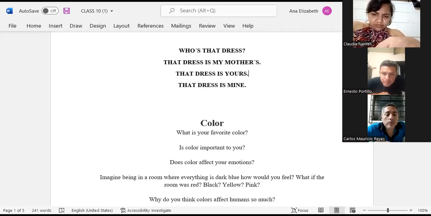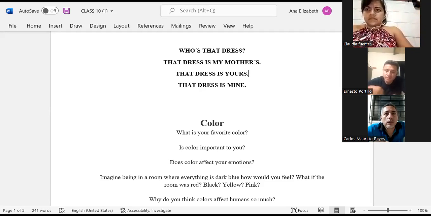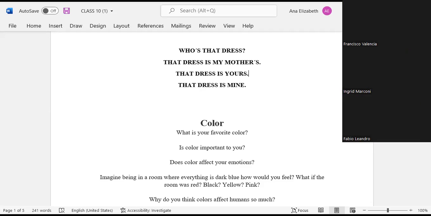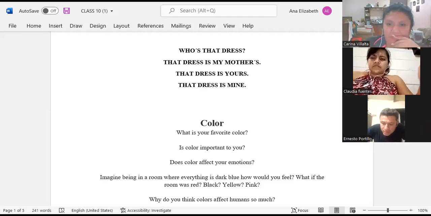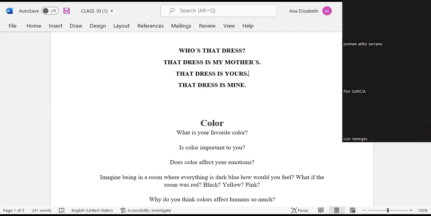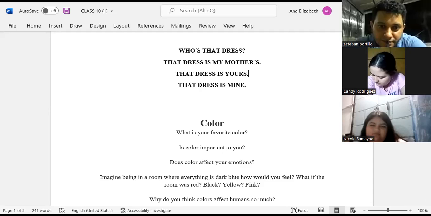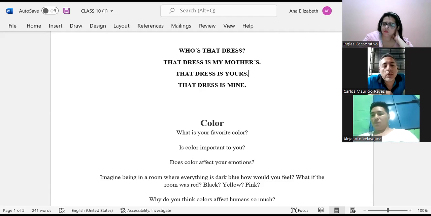Is color important to you? Yes. Why? For me, because, for example, I work every day with fabric, in the development of new styles of clothes. And we need to know all the colors, a variety of colors. I need to know all the colors that exist. Ask the same question to someone else.